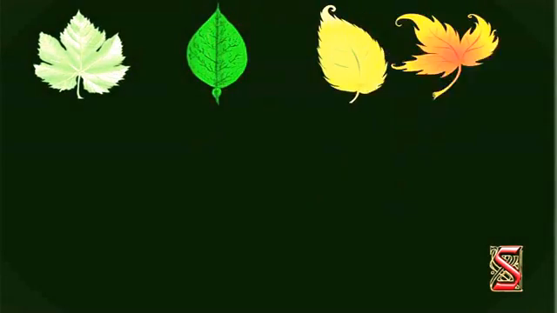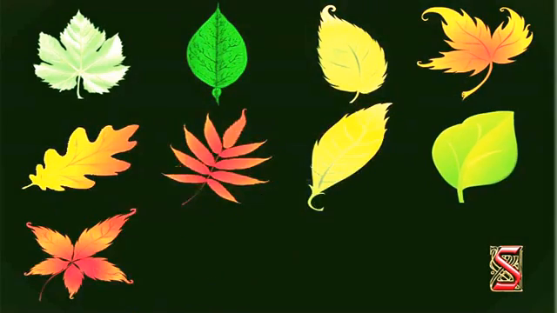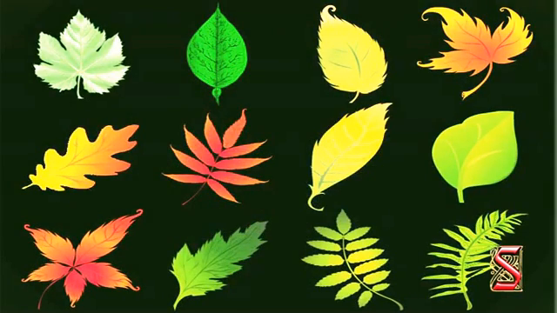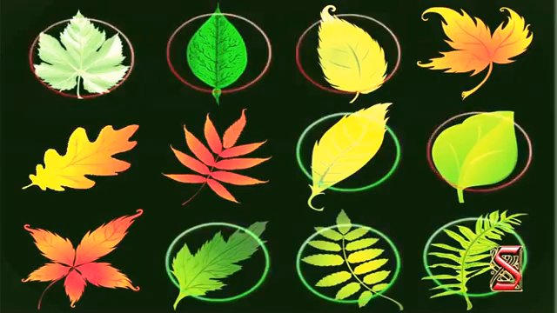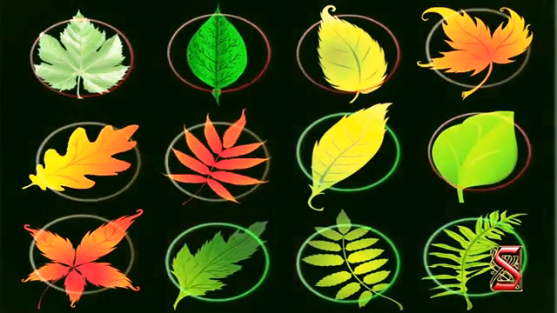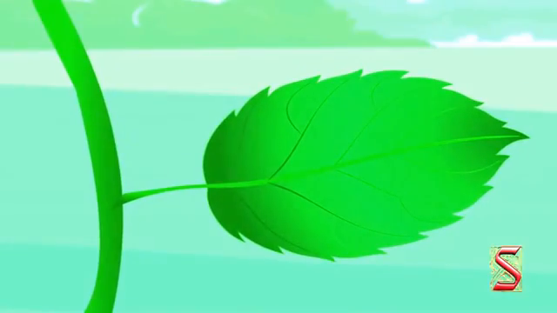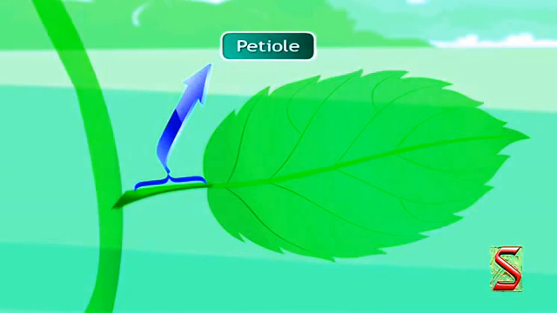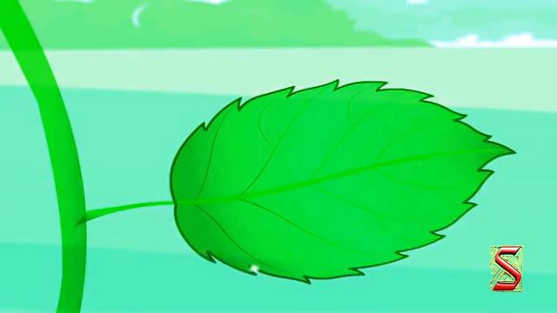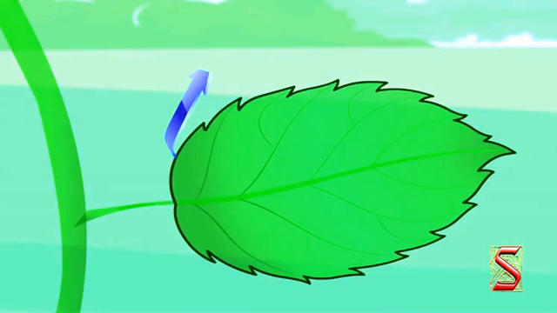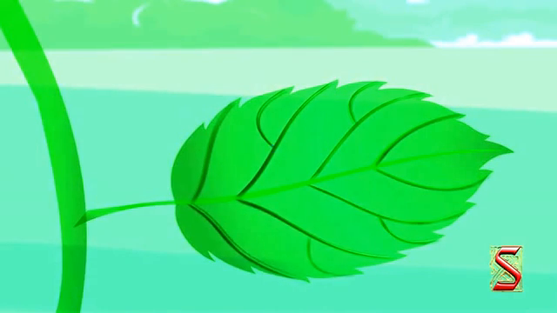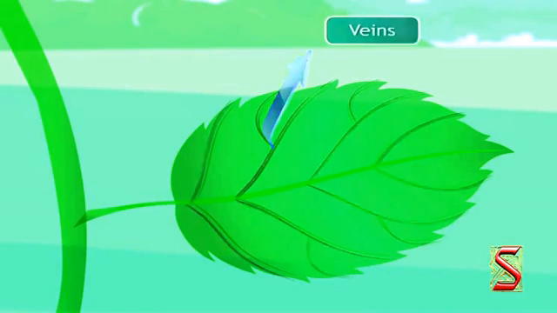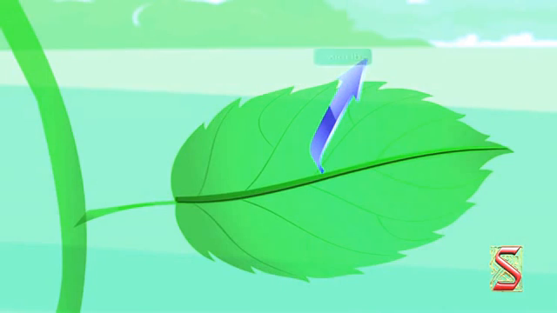Different plants have different types of leaves. These leaves are of different shapes, sizes and colors. The part of the leaf by which it is attached to the stem is known as petiole. The broad green surface of the leaf is known as lamina. The lines on the leaf are called the veins, and the thick vein in the middle of the leaf is called midrib.